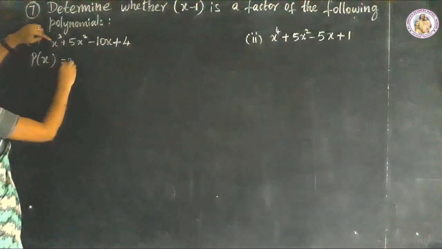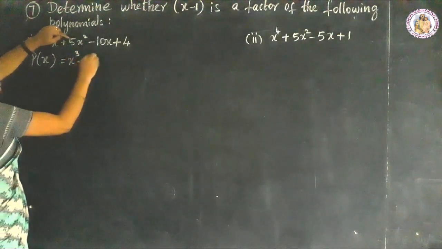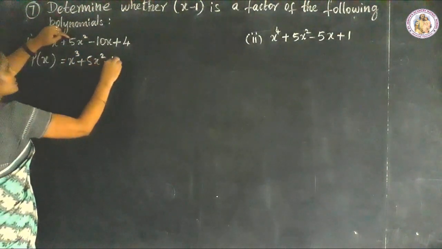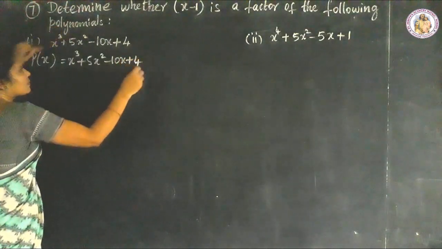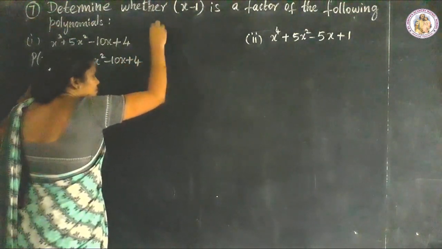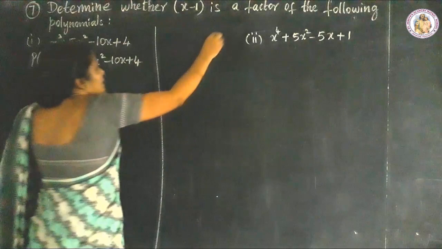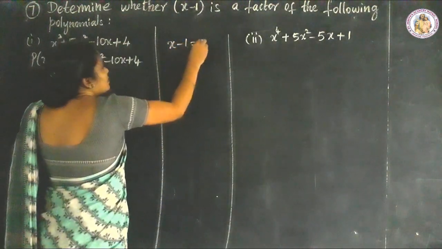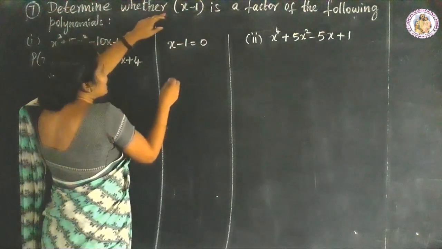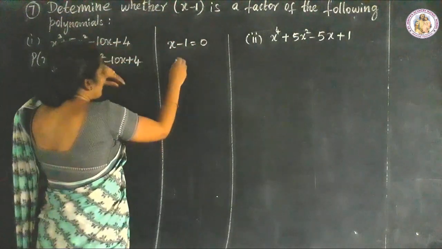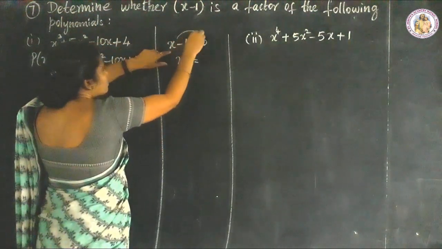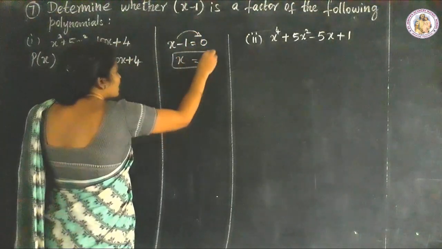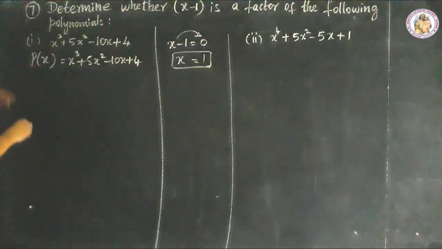The polynomial x cube plus 5x square minus 10x plus 4. And it is given as x minus 1. You have to determine whether x minus 1 is a factor or not a factor. So x minus 1 is equal to 0. When it comes here, it becomes plus 1. So x is equal to 1.